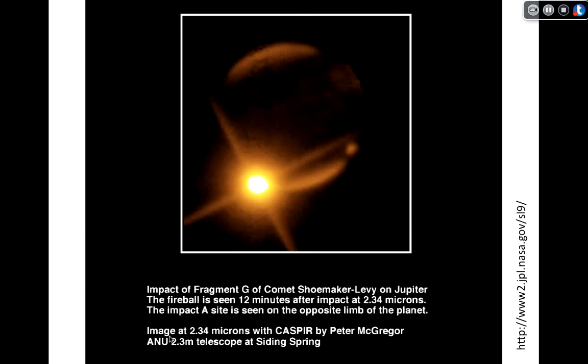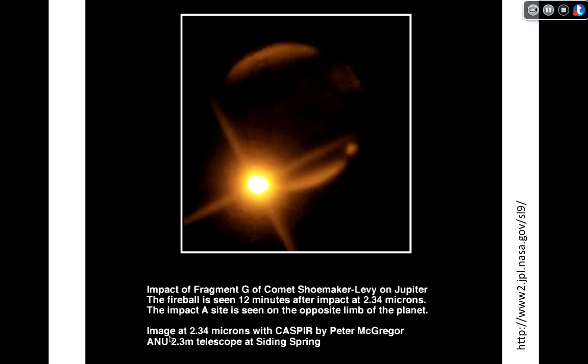This is a picture, not in visible light. It is a photograph, but at a slightly different wavelength than we can see, of the impact of fragment G, which was the biggest. It was about 2 kilometers across. And so there it is, impacting Jupiter.